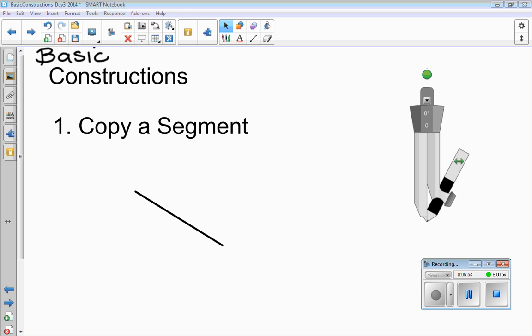Copy a segment. Would it be beneficial if I turned one of the lights on? Does that bother you? You'd rather it be off? Okay. I'm just making sure.